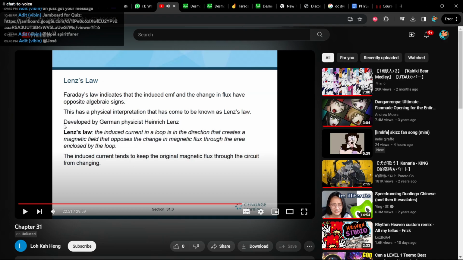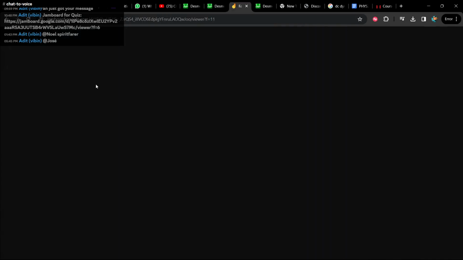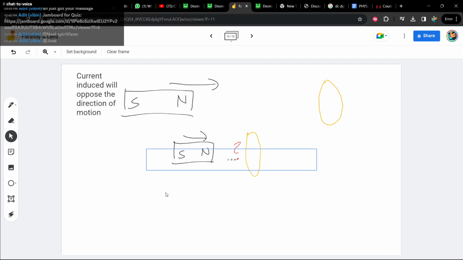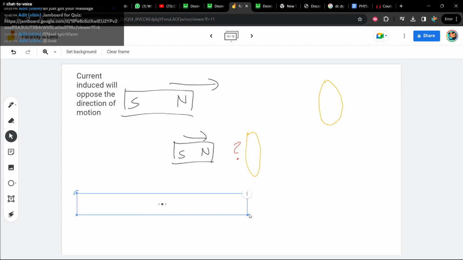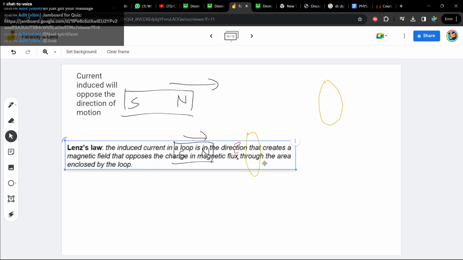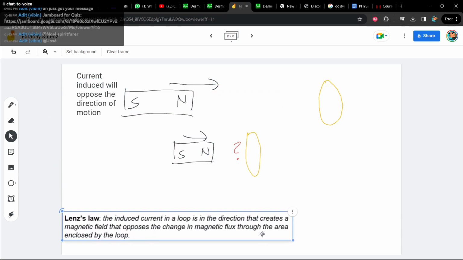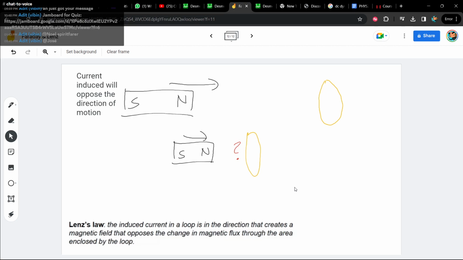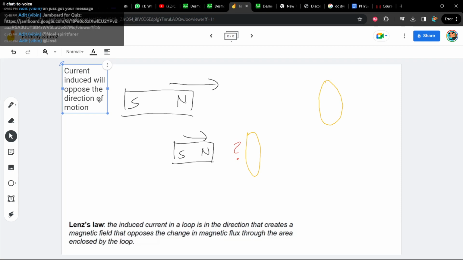The induced current in a loop, and you need to remember this, by the way, because sometimes the doctor will ask, the induced current in a loop is in the direction that creates a magnetic field that opposes the change in magnetic flux through the loop. So in simpler terms, the current induced will oppose the direction of motion because the changing magnetic flux is going towards it. And of course, that means that the induced current will oppose it.